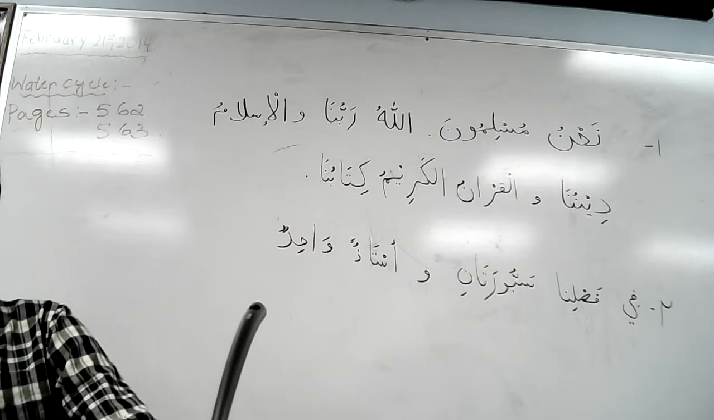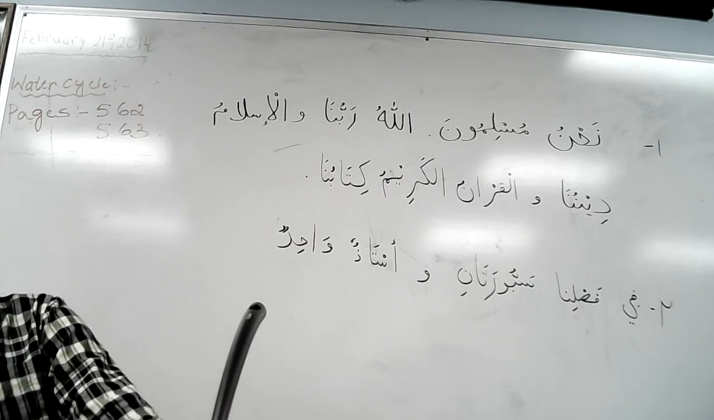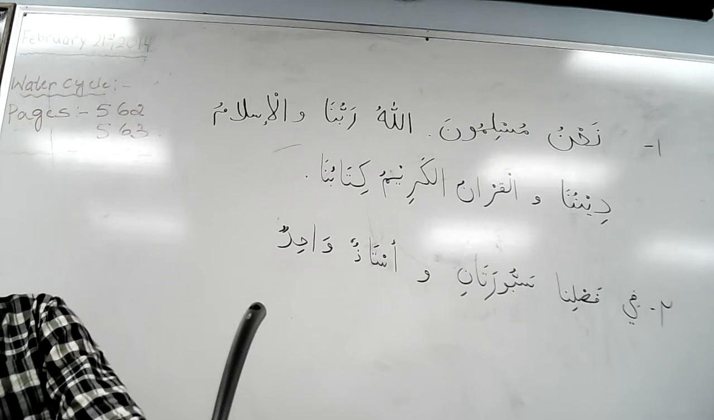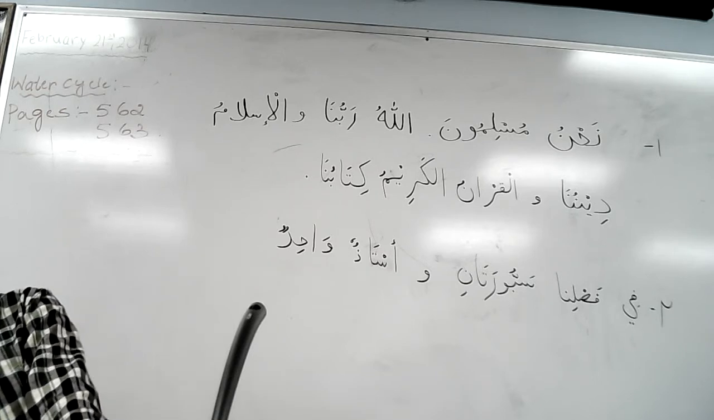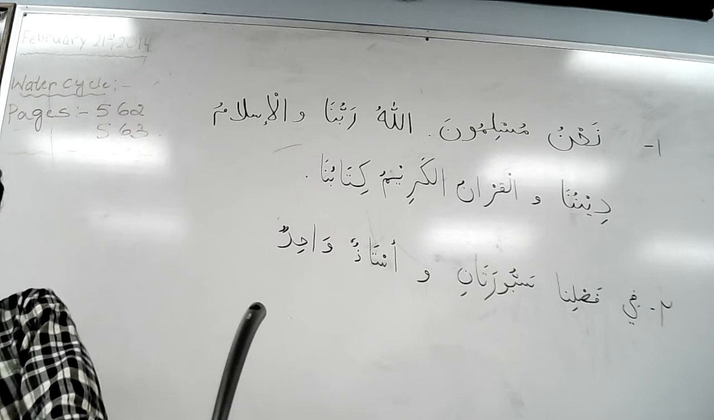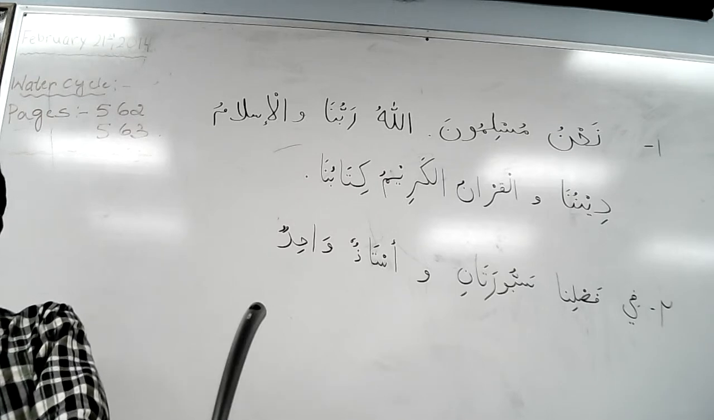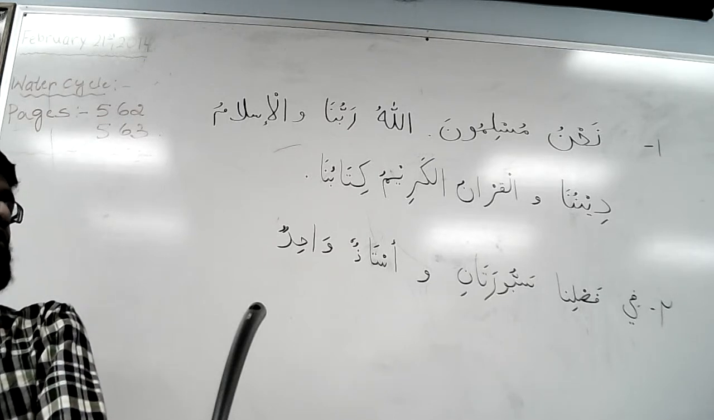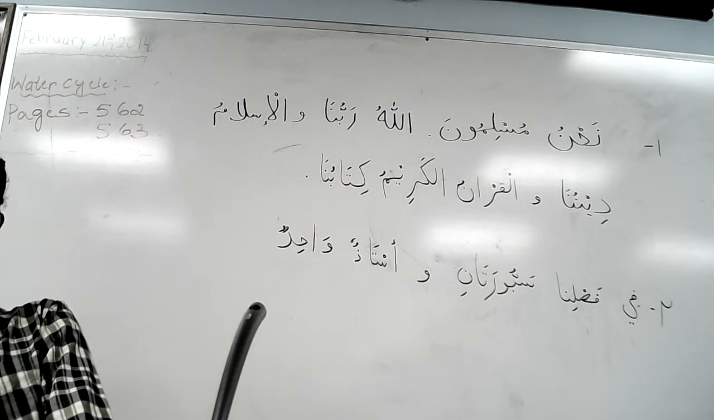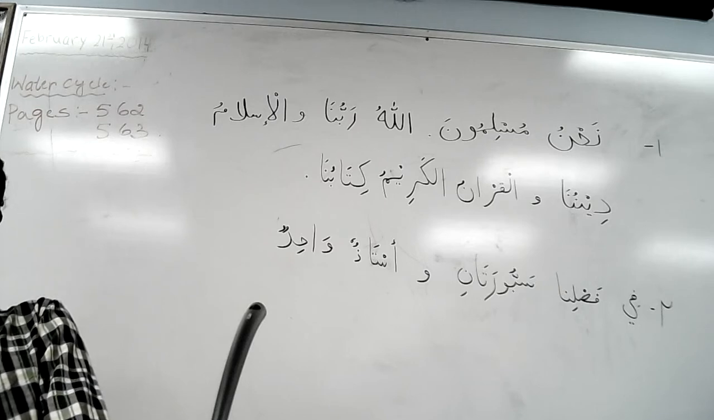Is everyone done? Yes? Okay. First one, نحن مسلمون الله ربنا والإسلام ديننا والقرآن الكريم كتابنا. Okay, who wants to go? Brother Afnan. We are Muslims. Allah is our Rabb, Lord, and Islam is our deen, and Quran is our holy book.